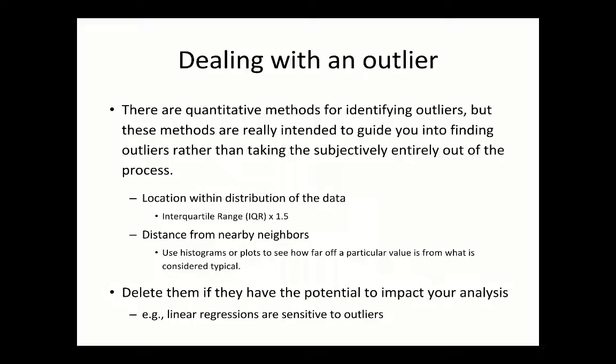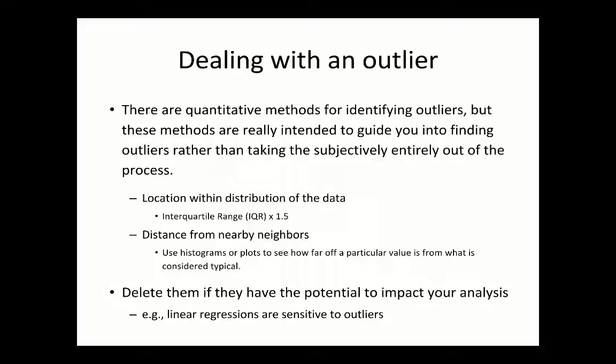Another method is to look at the distance of a value from nearby neighbors. This is essentially done using histograms or plots to see how far off a particular value is from what is considered typical. The best course of action for dealing with outliers is to delete them. The reason is that they can impact your analysis if you leave them in.